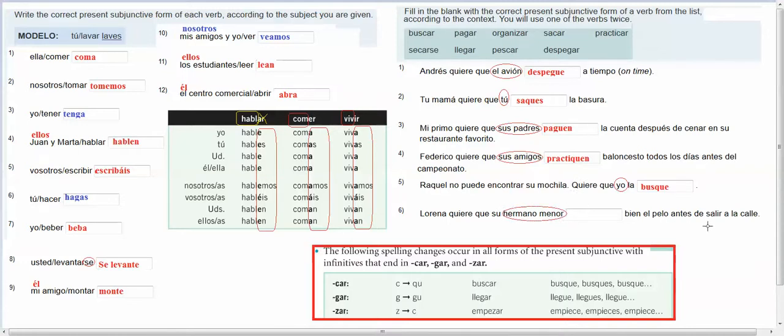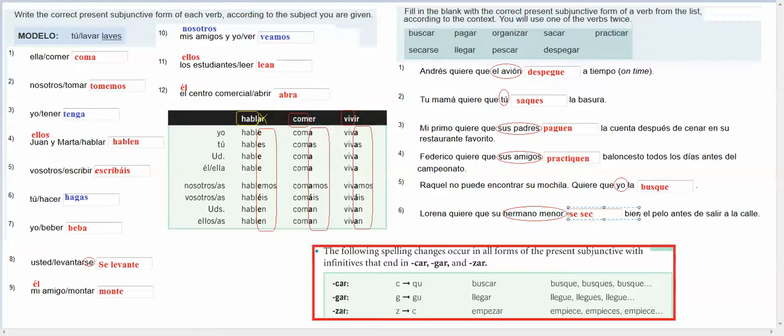Okay, Lorena quiere que su hermano menor, that's going to be our subject, hermano menor or hermano, blank bien el pelo antes de salir a la calle. So she wants him probably to dry it really well so he doesn't get sick, right? So we have secarse. Okay, before I can do anything with my verb, I have to move that se. Se actually goes in front of the verb, and we keep it se. It could have changed to me or te, but because it's hermano, we want him to dry his own hair. We're going to keep it se.